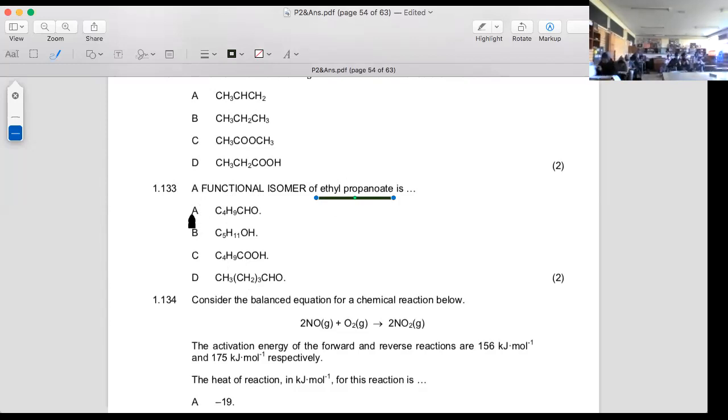Okay, who says it's A? No, that's an aldehyde. Who says B? No, that's an alcohol. Who says that's a carboxylic acid? Yes, okay, it must be C. Who says that? No, that's a ketone. I mean, that's an aldehyde as well. Look, the oxygens are on the end. So I'm looking for, if it's an ester, it's an oic acid.